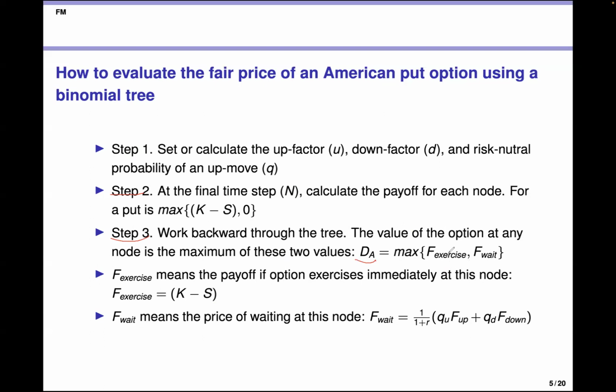And what are these values? So what two actions do we have to choose from? The first is K minus S, what we have done.